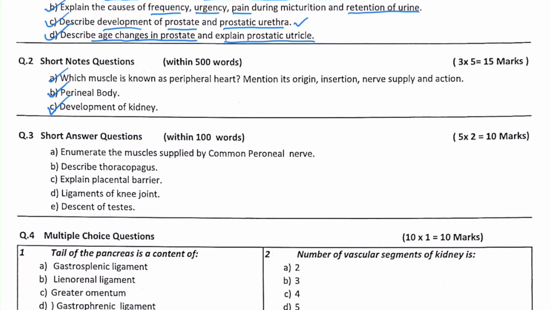Then the third question here is to write short answer questions. One is to enumerate the muscles supplied by the common peroneal nerve. These are 2 marks questions, so you need not write everything you know, just write the limited required information. Not that I'm telling you, it's just for your revision. So remember that the common peroneal nerve is a part of the sciatic nerve. While it's a component of the sciatic nerve, in the back of the thigh, it supplies only one muscle, and that is the short head of biceps femoris.